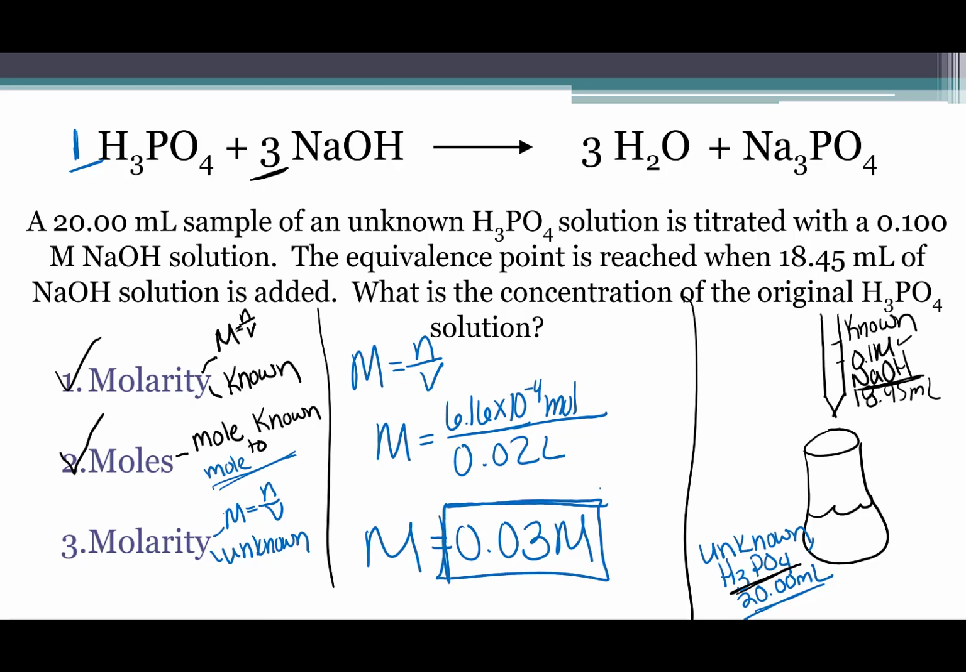Okay. That is a titration problem. The wrinkle that introduced itself in this example was the fact that it was not a 1-to-1 ratio, that there was a coefficient, so that mole-to-mole step became vitally important.